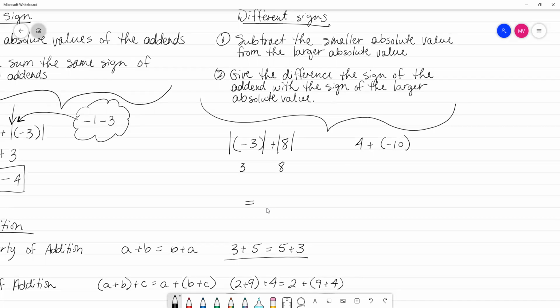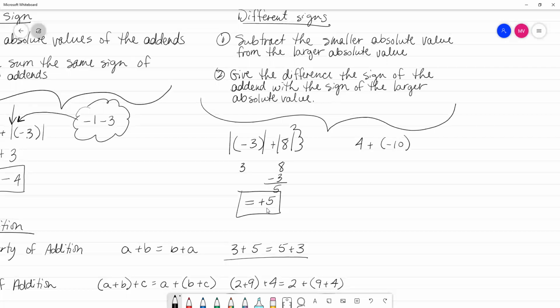Now, let's go ahead and get ready for our solution here. Which of those two numbers is a larger absolute value? Well, it's this guy, right? It's the 8. Therefore, and the 8 is in the original problem, the 8 is positive. Therefore, our answer is going to be positive. So we have a 3 and we have an 8. 8 is the larger of the two. So 8 minus 3 equals 5. And that is our answer, +5.